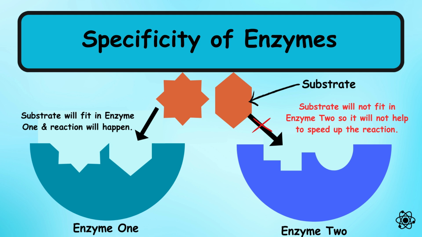However, the orange substrate will not be able to perfectly fit into the active site of enzyme 2 because the shapes of the substrate and the active site are not matching. So enzyme 2 will not work in this reaction. Therefore, enzymes are specific. This means simply that an enzyme which normally acts on one substance will not act on a different one.